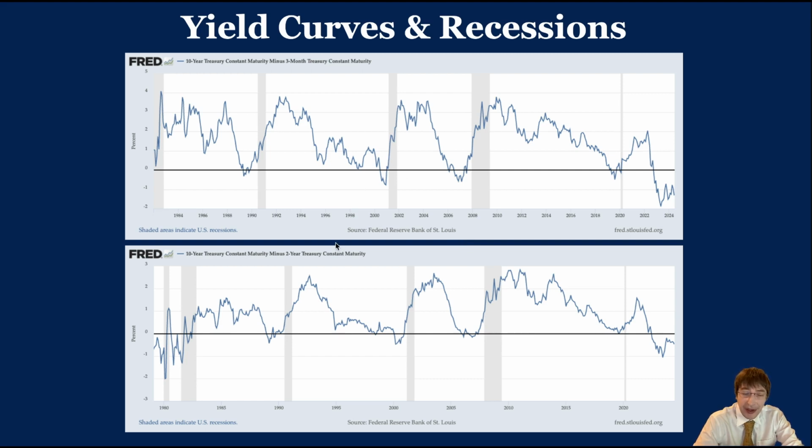So here we have two different yield curves. We have the 10-year Treasury minus the 3-month Treasury. Here we have what's used most, the 10-year Treasury minus the 2-year Treasury. So we're basically looking at the difference between long-term rates and short-term rates. And so, again, 10-year minus the 3-month, 10-year minus the 2-year.